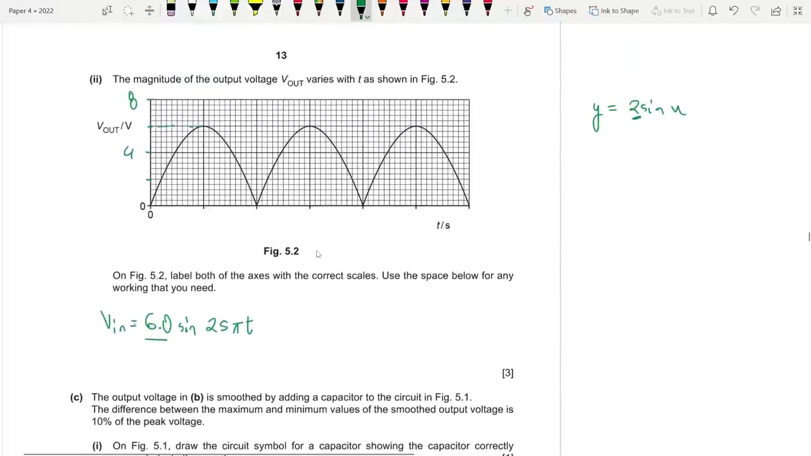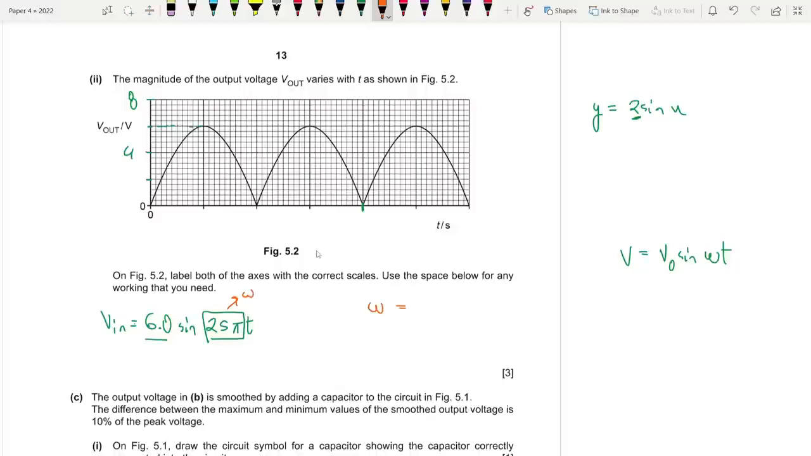Next, use the space below for working. We need the time period now. So this is one time period, right? So let's see how that happens. The main equation is V is equal to V naught sine omega t. So do you see this part over here? This is essentially your omega. This part is our omega.